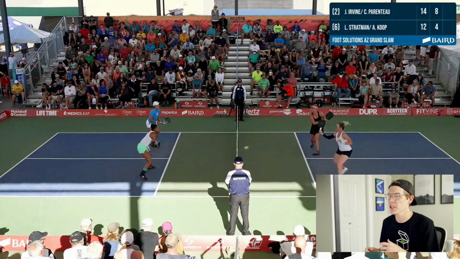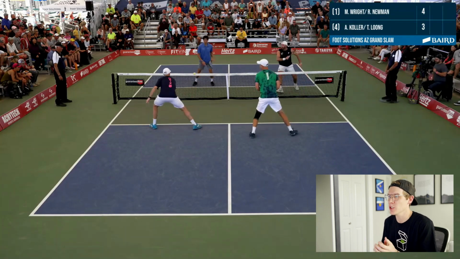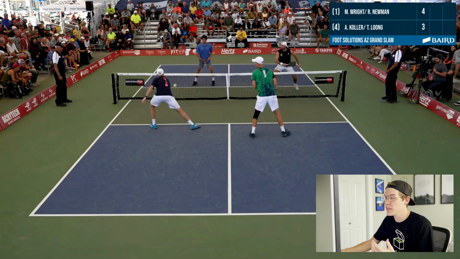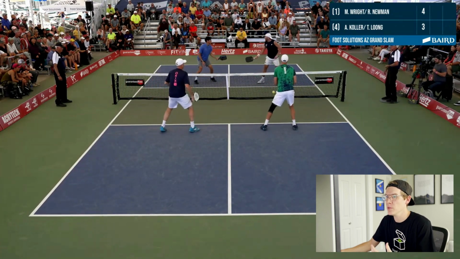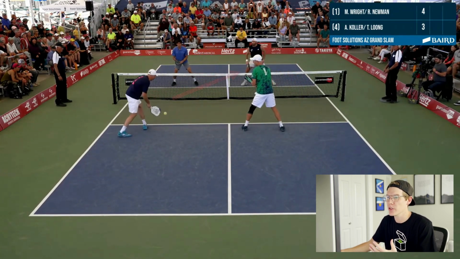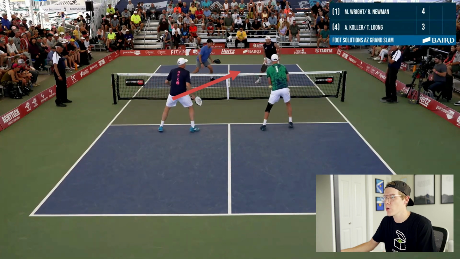To finish things off, let's look at 3 failed attacks and diagnose what went wrong and see what we can learn from them. So this first example here is of Matt Wright. Matt gets a fluff dink from Lung, so he's in a stable position. This ball is attackable, but instead of attacking it straight across, he decides to attack it cross court at Kohler.